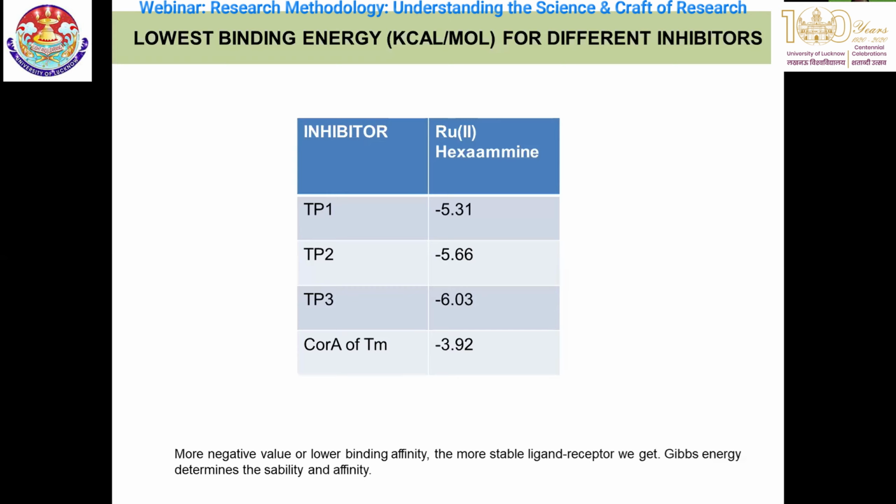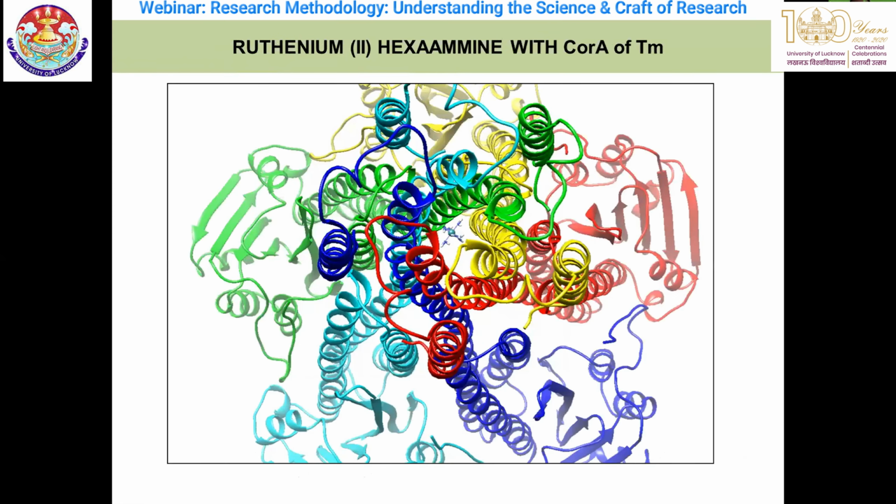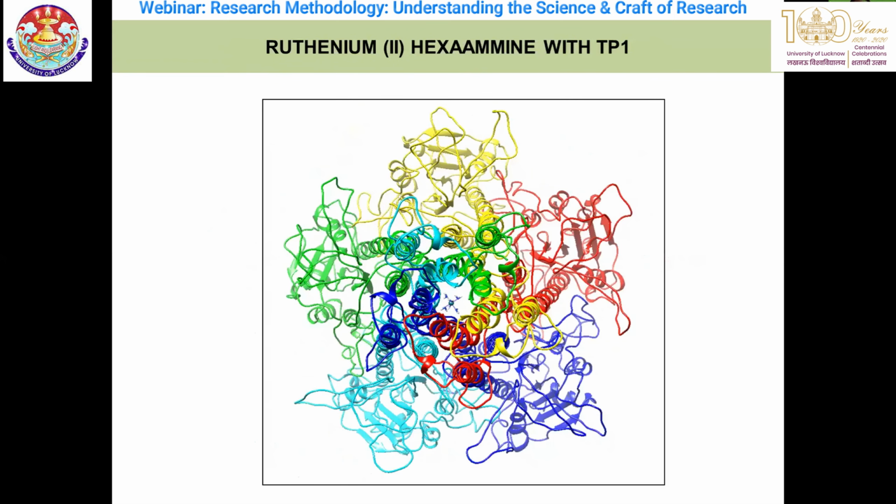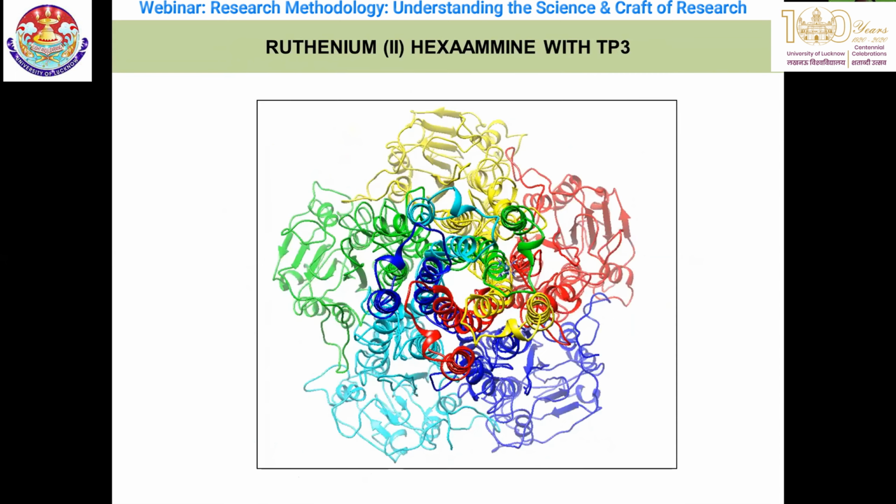As I have written down below, Gibbs energy determines the stability and the affinity. And here is the structure. You can see that in between the central part of this pentamer structure, there is a ruthenium hexamine for the CorA. That is our template that is taken as a control. Then TP1, TP2, and TP3. But here is the deviation. You can see this deviation. Of course, our score is minus 6.03.